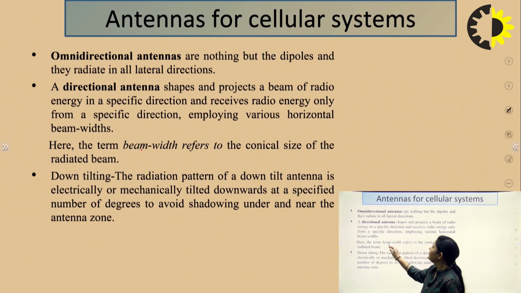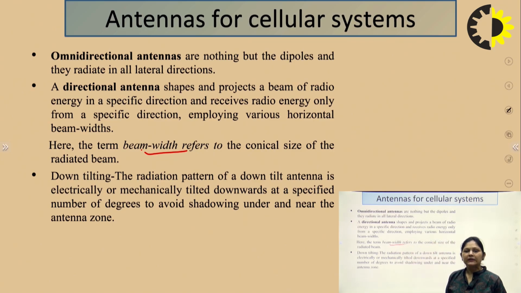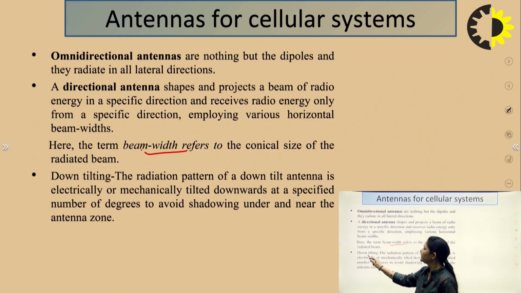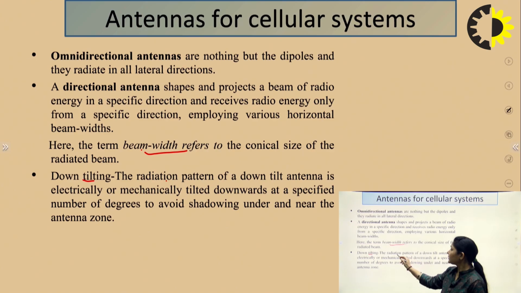The term beamwidth is used in the case of directional antenna because the beamwidth will show that the maximum power will be in that particular area. So beamwidth will be there, the conical size of the radiated beam. Down tilting: the radiation pattern of a down tilt antenna is electrically or mechanically tilted downwards at a specific number of degrees to avoid shadowing with the other antennas. So there is some down tilting angle also described.